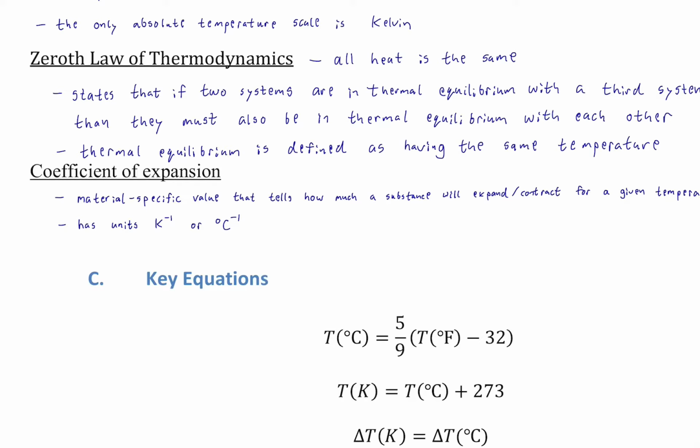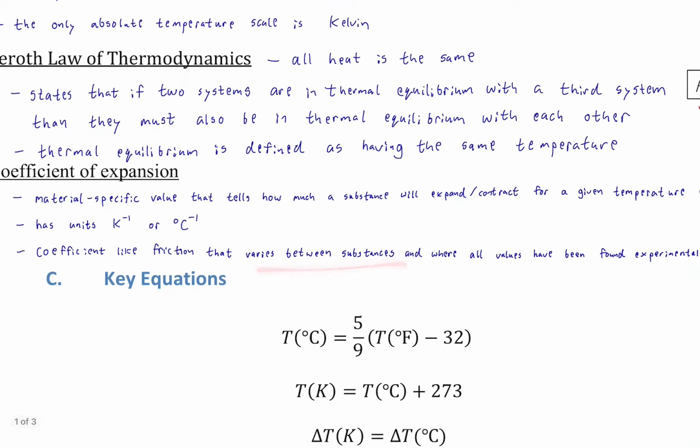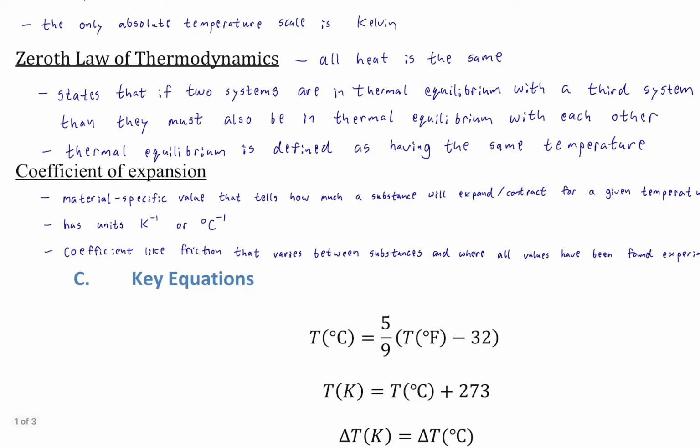Okay. And I bring this up because other coefficients we've seen, like friction, don't have units, right? Friction was dimensionless because it was just a ratio of forces. But not all coefficients need to be dimensionless. But there is something very much in common between the coefficient of expansion and a coefficient like friction. And that is that it varies between substances, which is what that term material specific means. That means you have to look it up, right? So if I want to find the coefficient of expansion for lead, I'd look up a table of common coefficients of expansion, and there it is, okay?